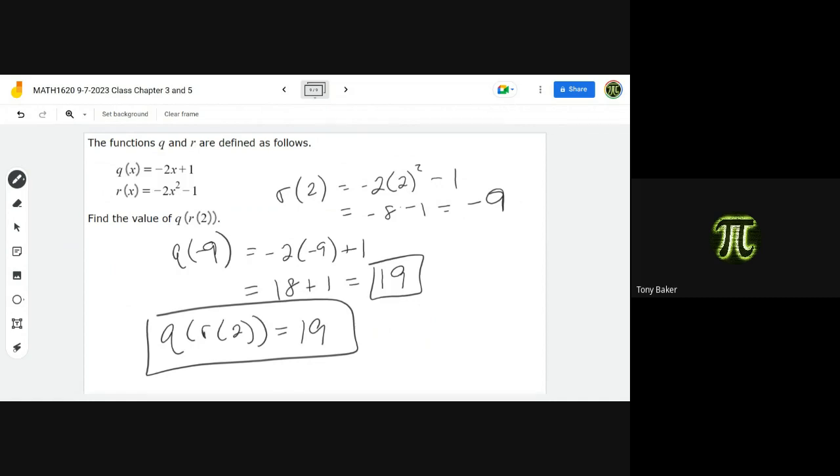Be careful on the letters. It is not always going to be in the order they list them. They could have easily done R of Q of 2. So just keep that in mind when you're working through. So it's a matter of working through the process. Do one piece at a time. Don't try to do the entire thing, and it'll make more sense.